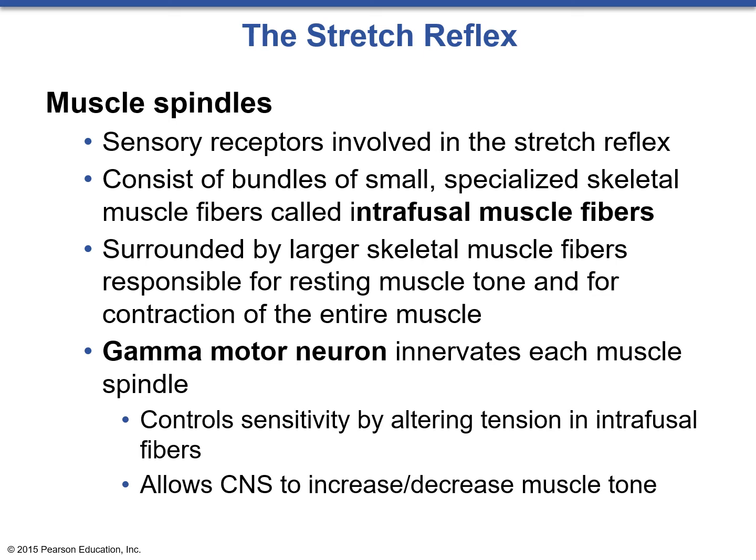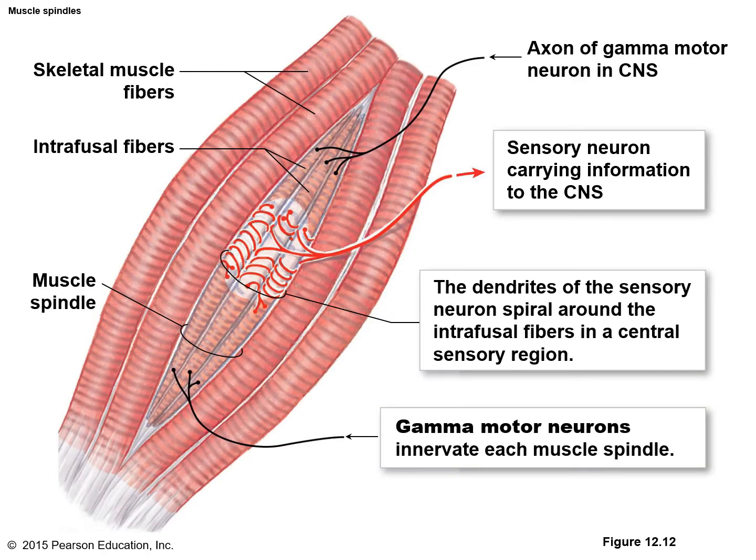Innervating these muscle spindles are gamma motor neurons. These control the sensitivity of the muscle spindles by altering the tension in the intrafusal fibers. They allow the central nervous system to increase or decrease muscle tone. Here we can see an example of these intrafusal fibers. We have a sensory neuron that is carrying information to the central nervous system, and that gamma motor neuron that would innervate these intrafusal fibers to create resting tone. So this is why different muscles are different levels of tightness in your body, because of the gamma motor neuron.